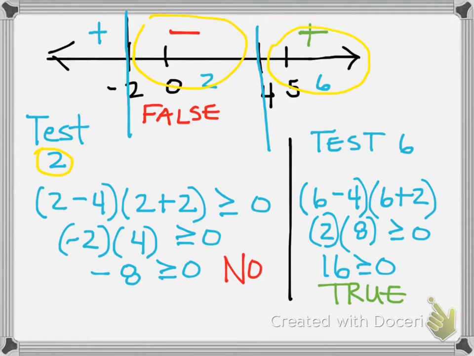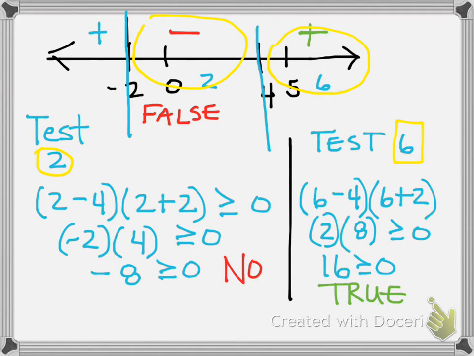Then I tested a point over here to the right side of 4. Because remember, our zeros are at negative 2 and 4. So I chose to test 6. You're testing values in that area. 6 minus 4 is 2. You go back into the original equation. 6 plus 2 is 8. 2 times 8 is 16. 16 is greater than or equal to 0. That's true. So this is what the number line looks like when you're testing the points.